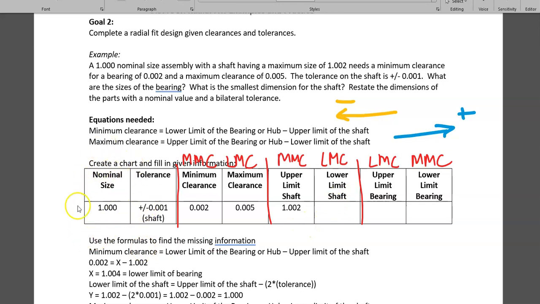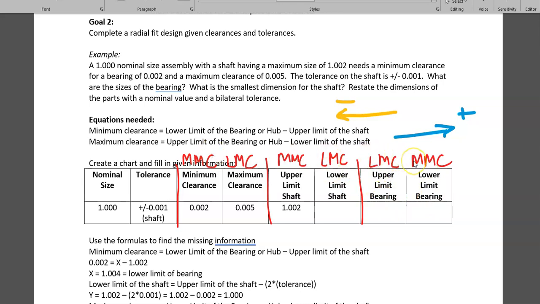A nominal size, this is basically just an approximation, like it's telling the user that I'm going to have an approximate size of 1 for this assembly. Tolerance, usually I only have one tolerance given, and in this case it's the shaft. Here I have a minimum clearance and a maximum clearance, and if we remember from our definitions, minimum clearance occurs when we have MMC, and maximum clearance when we have LMC. Okay, then I went ahead and labeled my upper limit shaft, my lower limit shaft with the same labels, my upper limit bearing and my lower limit bearing with the same labels.